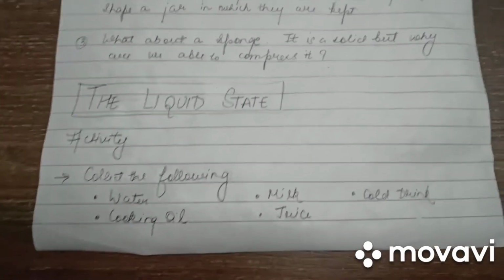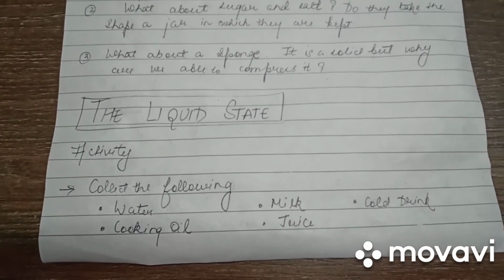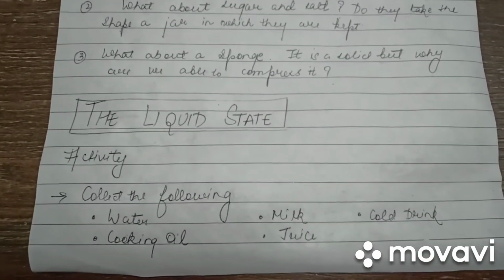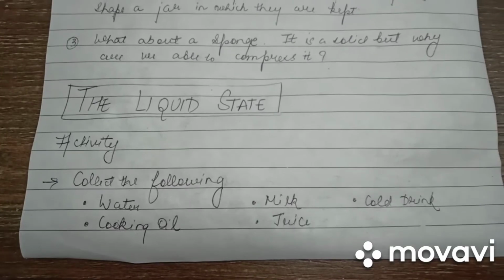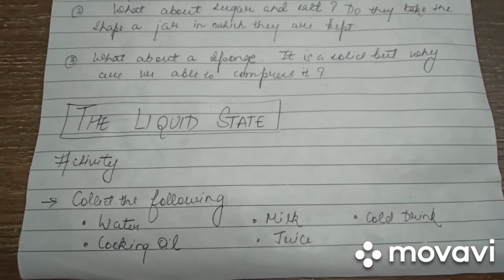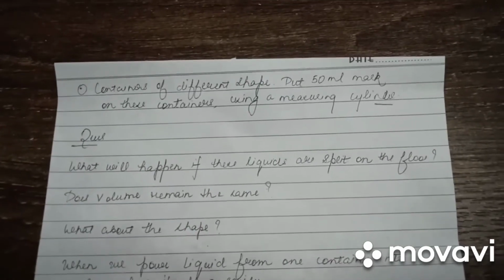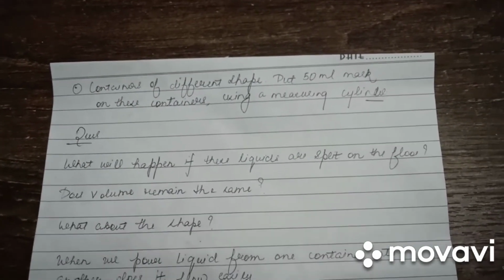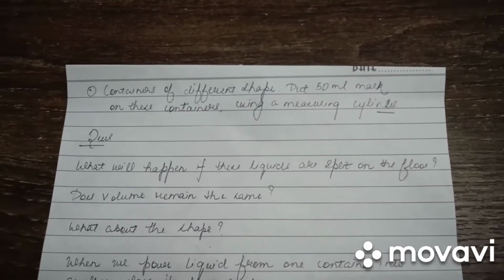Let us now consider the liquid state. We shall also discuss this with the help of an activity. Collect the following items: water, cooking oil, milk, juice, and cold drink. Also get containers of different shapes. Put a 50 ml mark on these containers using a measuring cylinder.